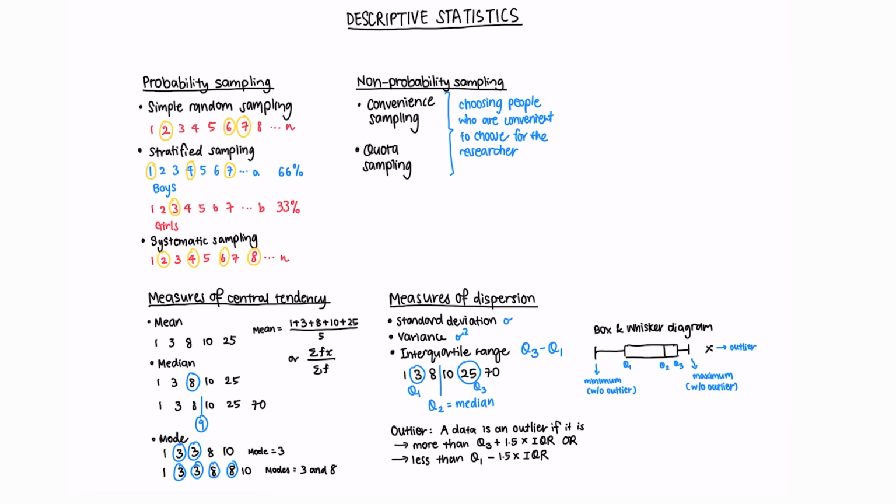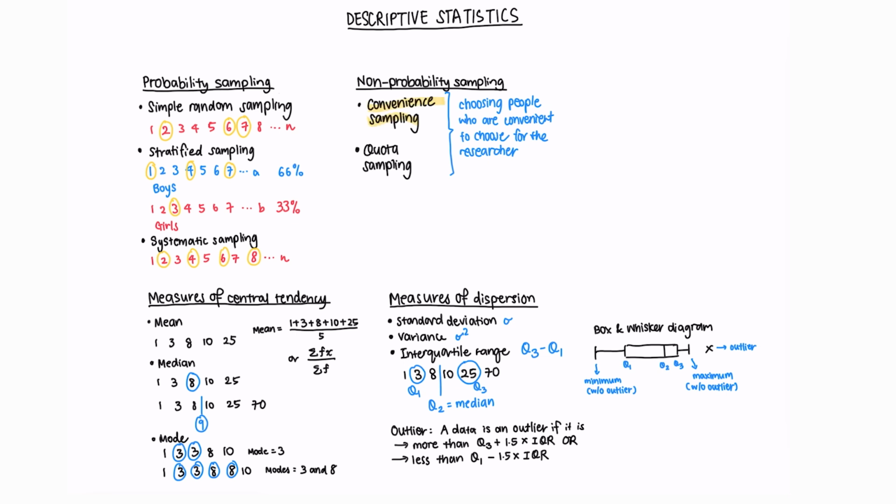Usually, non-probability sampling is a bit worse compared to probability sampling. This is because we are choosing people who are convenient for you to choose. Let's say I'm a teacher who wants to collect data about these 1,000 students. What I may do is collect data from students whose classes I'm teaching. And as you can tell, this may not be the best representation of the population.